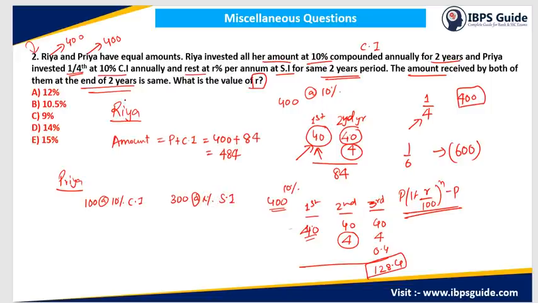Now since the amount is the same, here also I will find the amount. In this case the amount will be principal 100 plus CI. Now CI for 2 years at 10% per annum will be: first year I will get 10, because 10% of 100 is 10 only. Second year also I will get 10, and in the second year I will get some extra amount which will be equal to 10% of this interest. So this will be equal to 1.